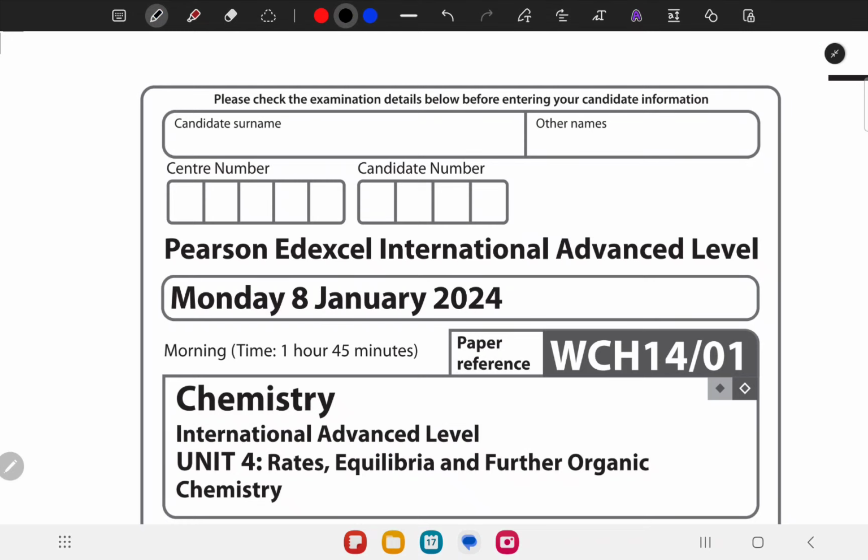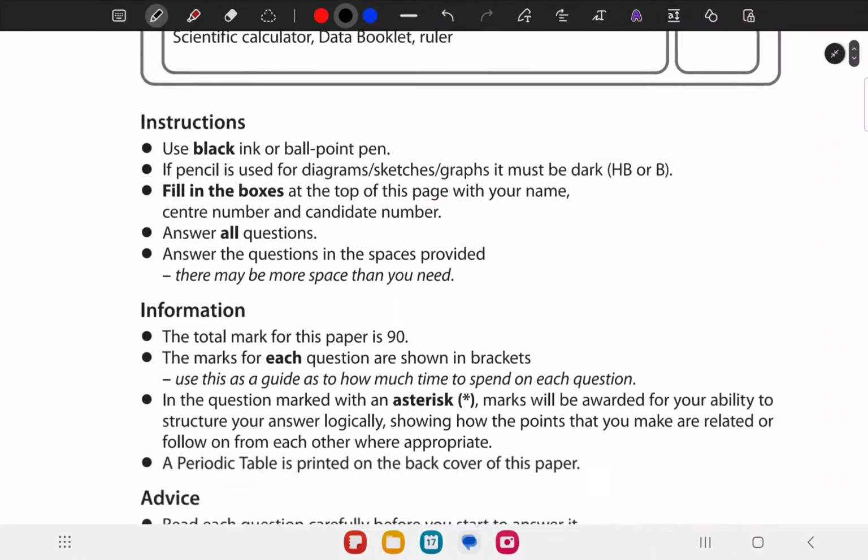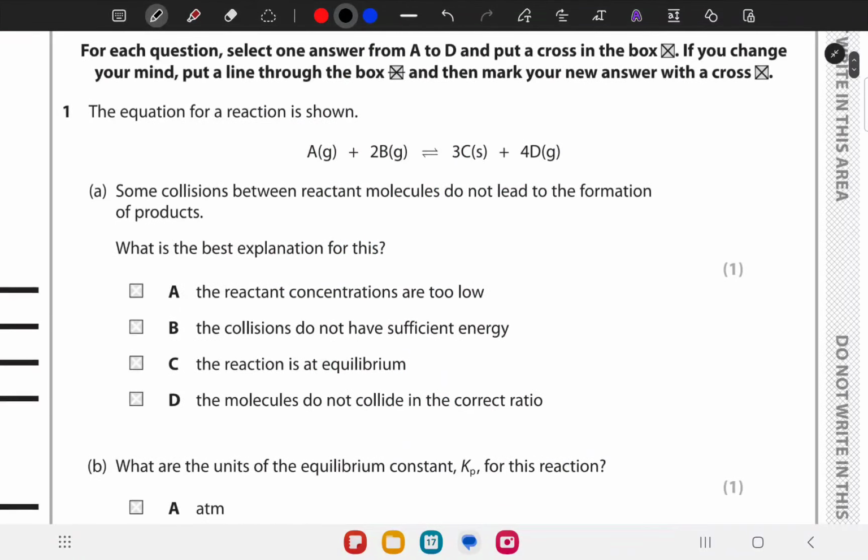Welcome to Mathematics. Today we'll be solving the Pearson Edexcel IAL January 2024 paper of Chemistry Unit 4. Moving on to question 1, we are given this reaction below.